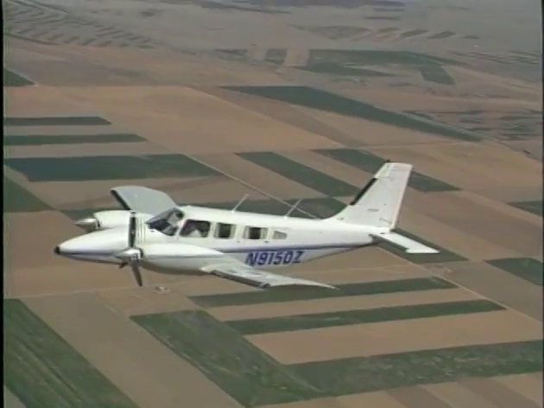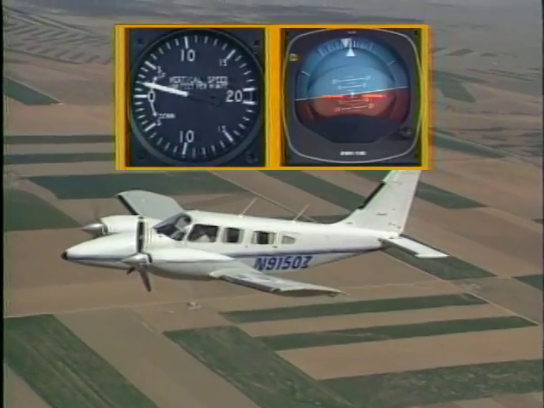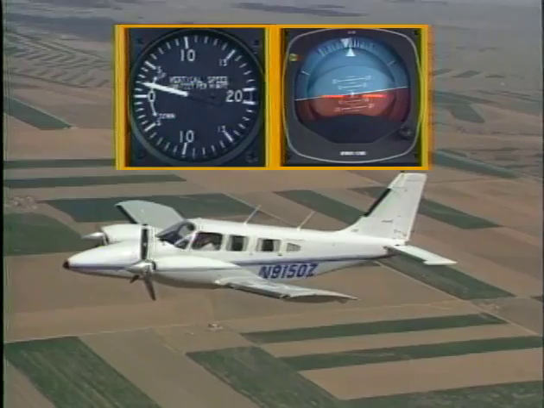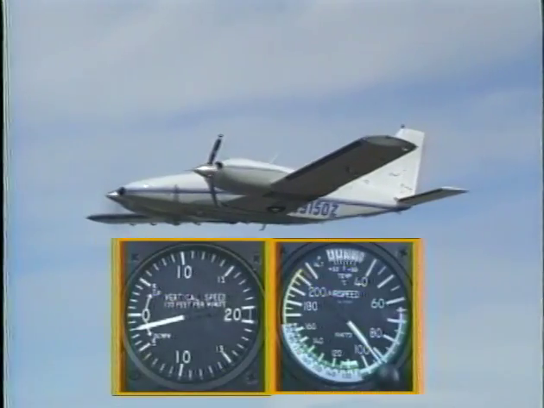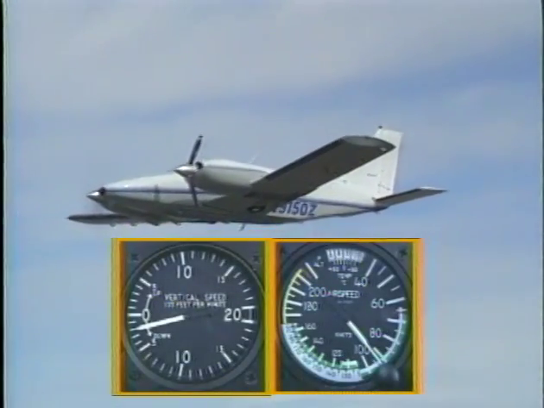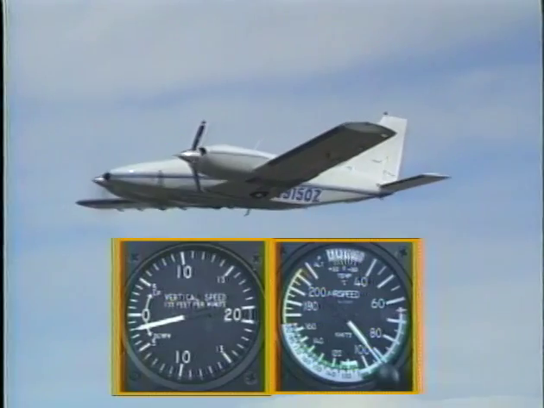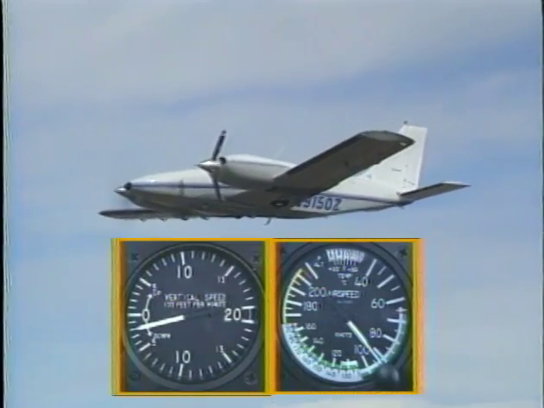During the climb, maintain VYSE and keep 5 degrees of bank toward the operating engine. Even if you can't establish a climb, you should maintain VYSE since that will give you the slowest rate of descent and allow you the most time to prepare for an emergency landing.